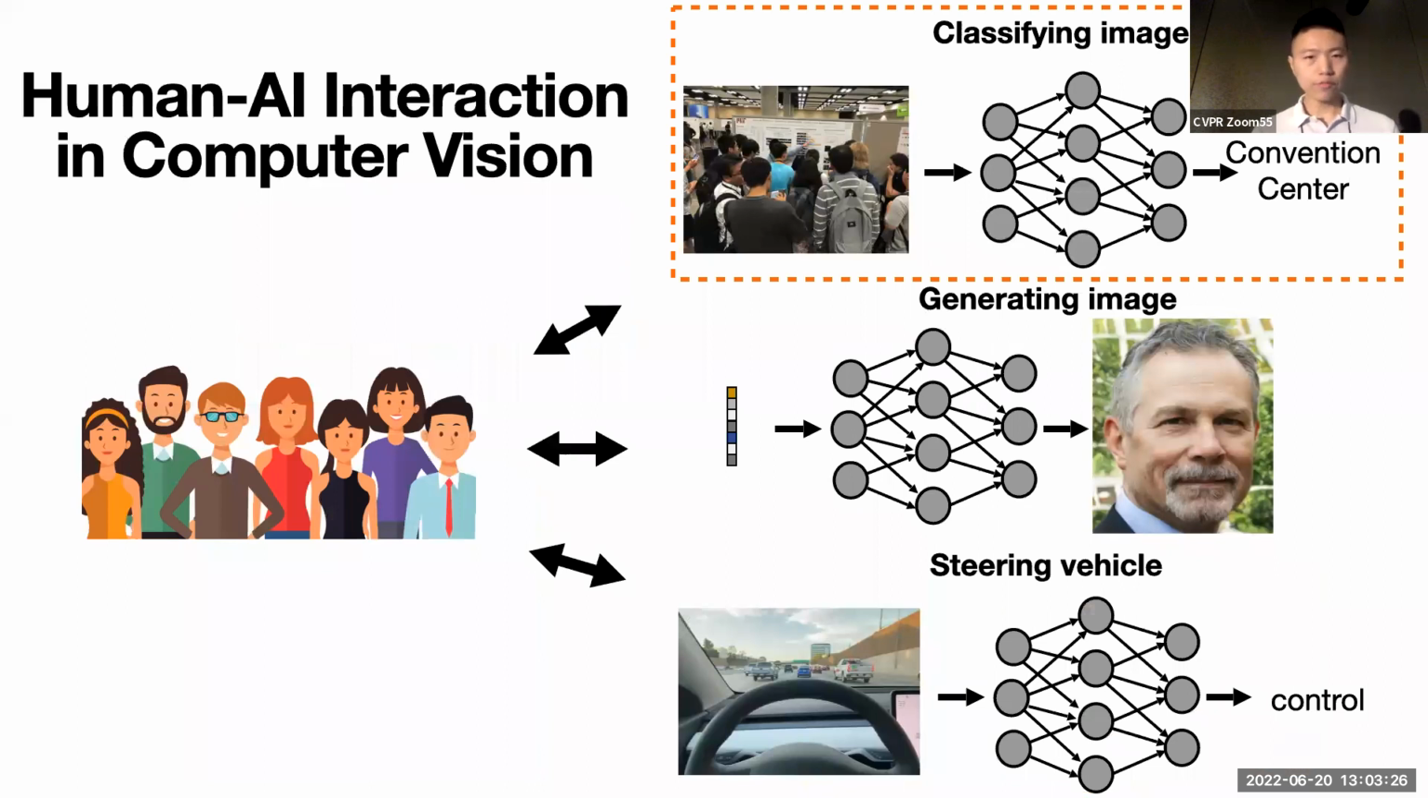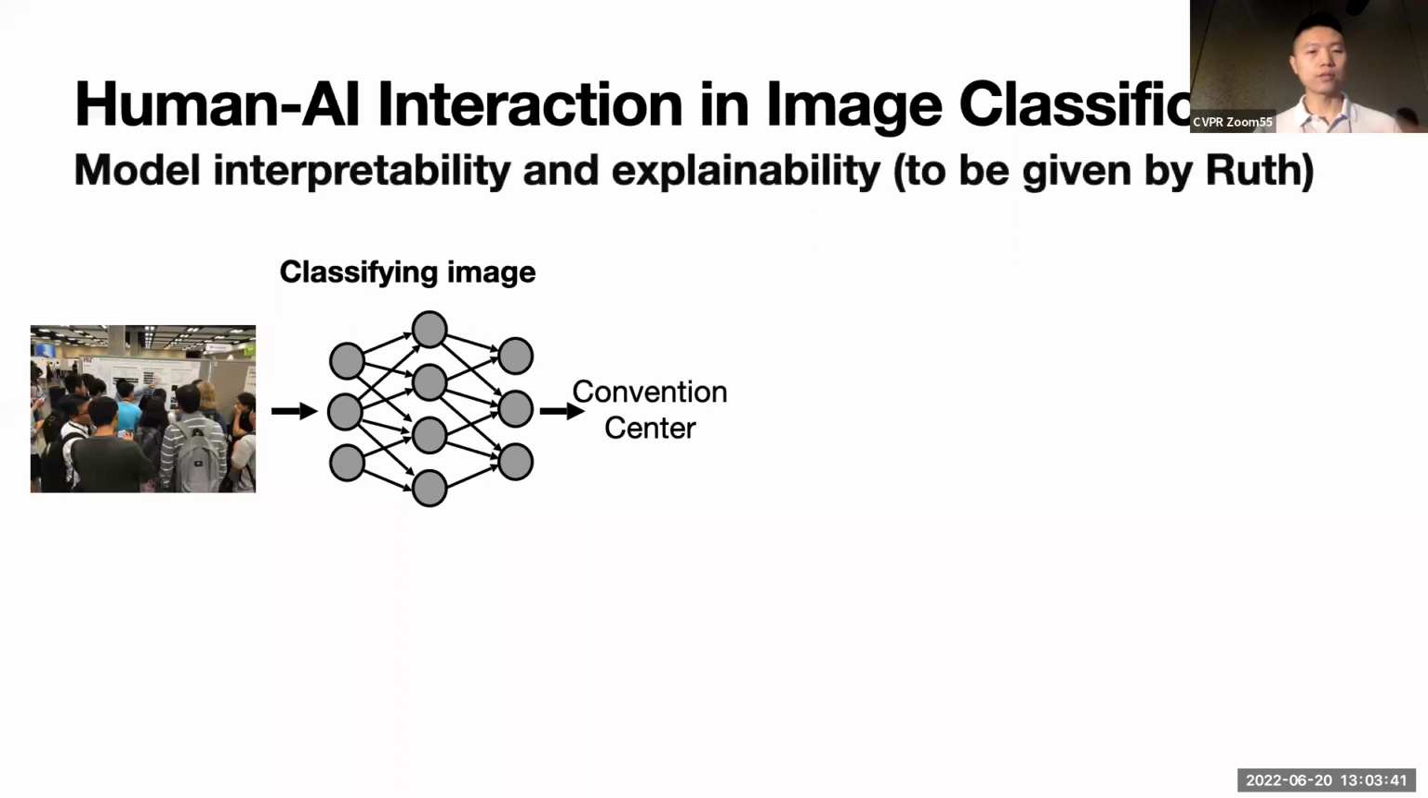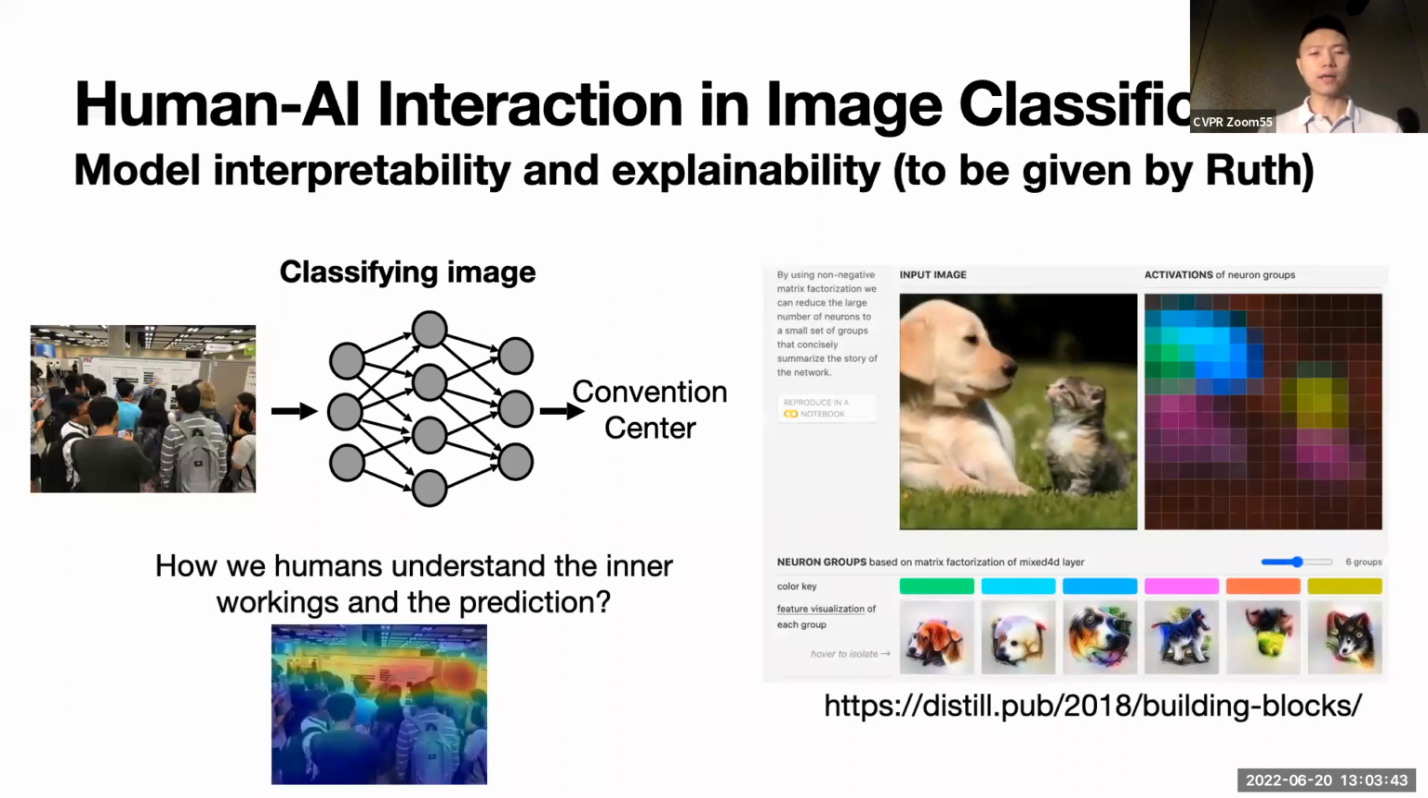So here, the first part is the classification models. People train a lot of image classification models, so we want to build relations with our AI models. The most popular way is model interpretability and explainability, right? It's a rising topic in this field.